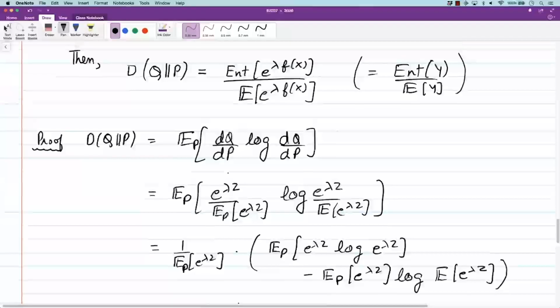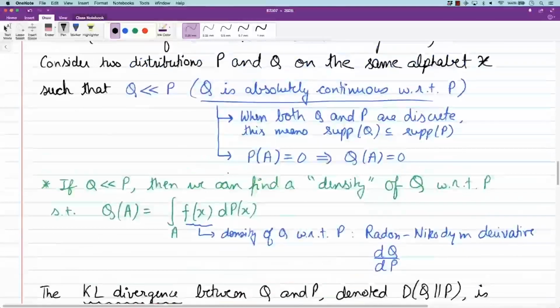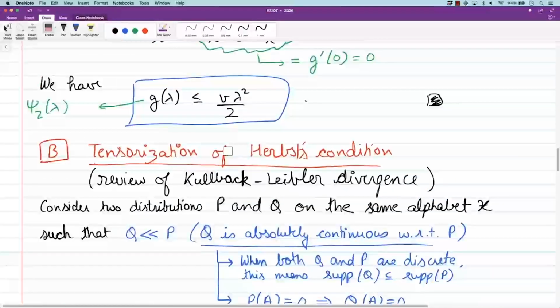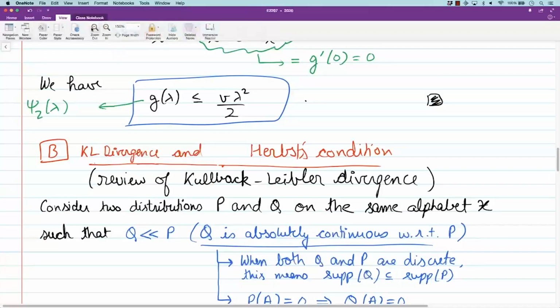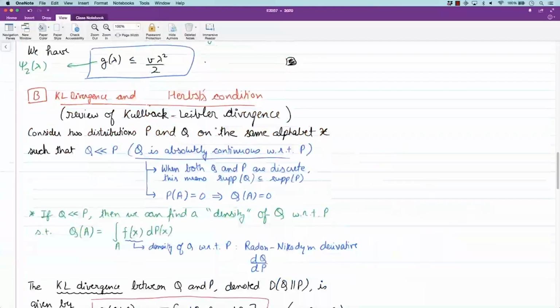So for now, I didn't actually complete the proof of tensorization. I think this lecture is becoming longer than what I wanted it to be. So I'll change the title. It's not about tensorization. It is KL divergence and Herbst's argument. So we saw the connection between Herbst's argument and KL divergence. In the next class, we will use this connection to establish a tensorization for Herbst's condition.